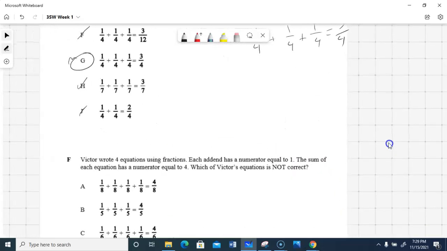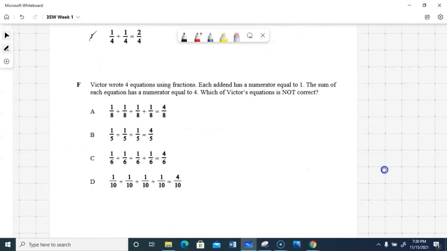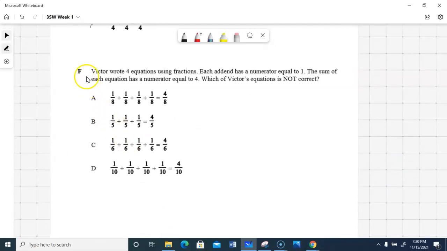And let's go ahead and look at the next question. It says Victor wrote 4 equations using fractions. Each addend has a numerator equal to 1. The sum of each equation has a numerator equal to 4. Which of Victor's equations is not correct? Okay, so the addends have a numerator equal to 1, and the sum has a numerator equal to 4. So we're going to look at which one is not correct.